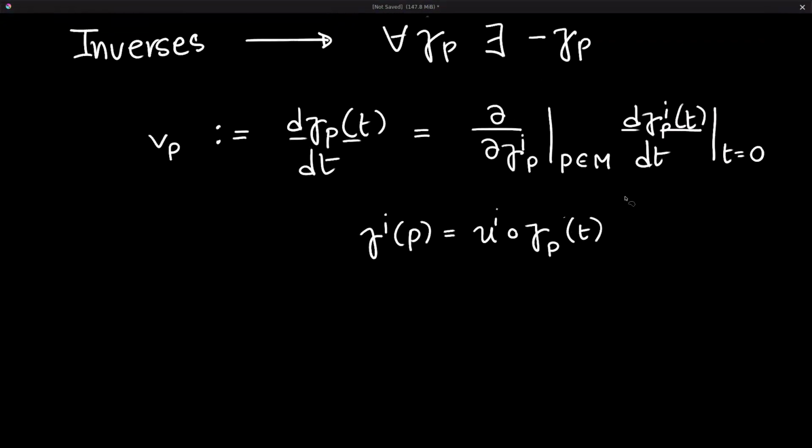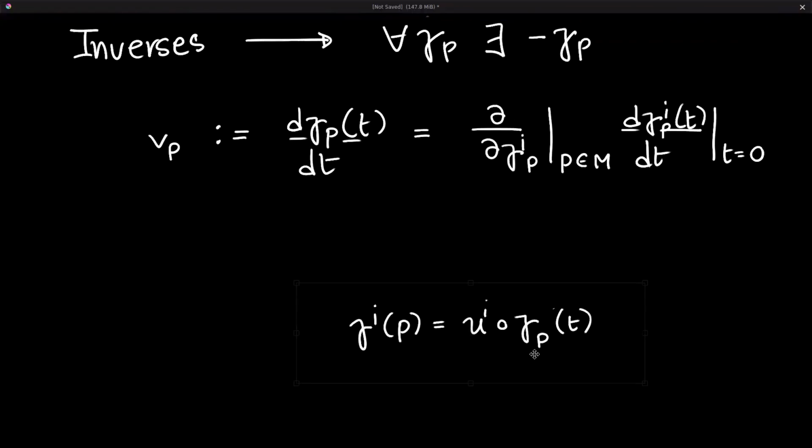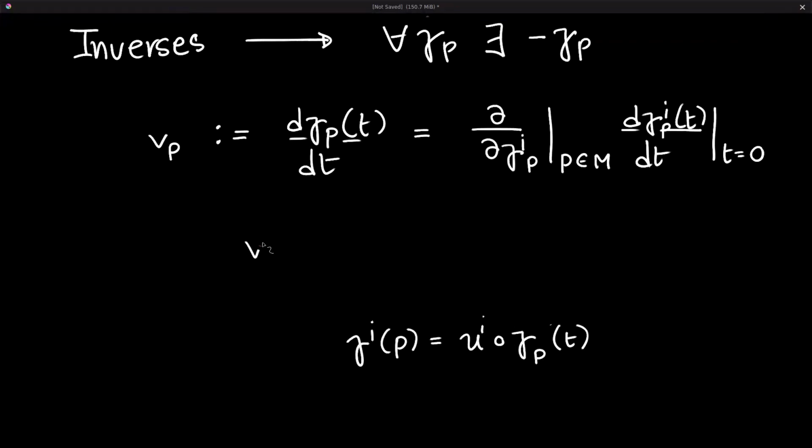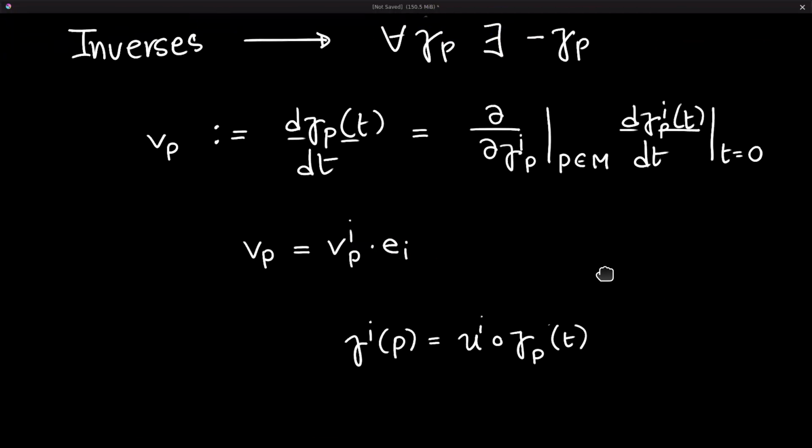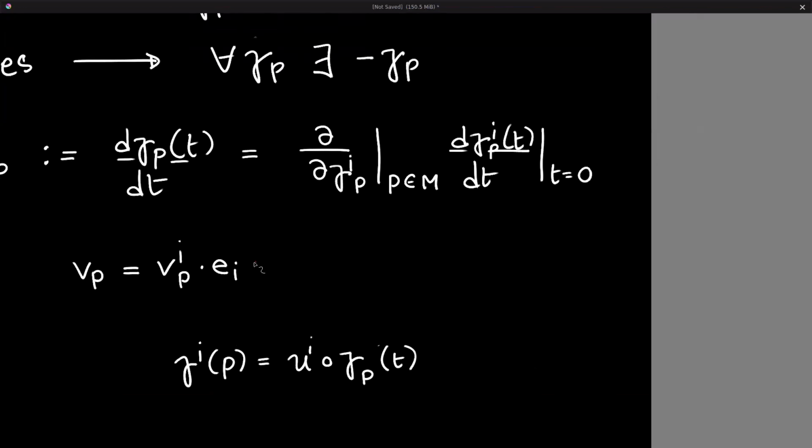So this has the structure that if we were to say that, well, VP is a vector, so we should be able to decompose it into a component, VIP, into a basis vector, EI. And so then this is our basis vector.